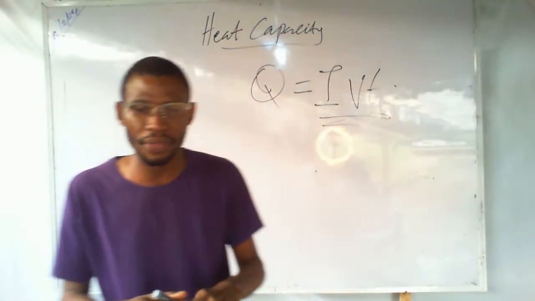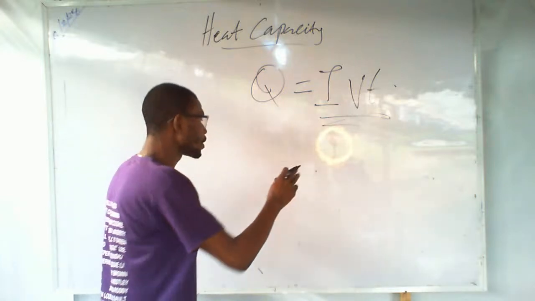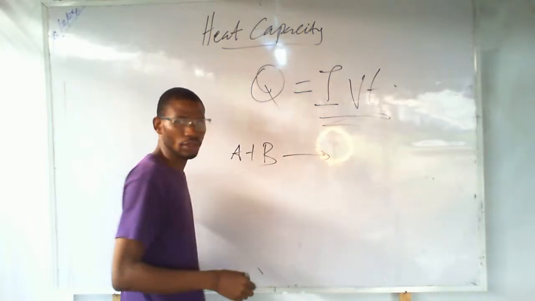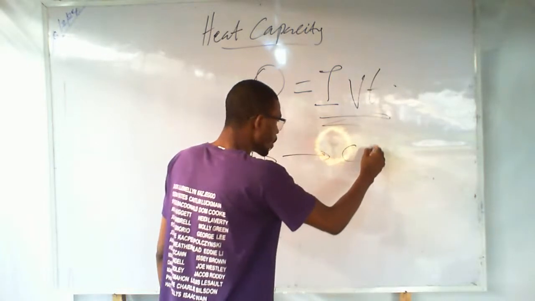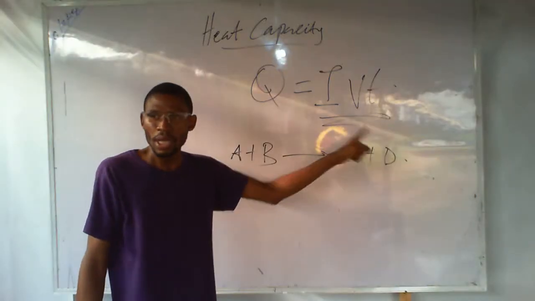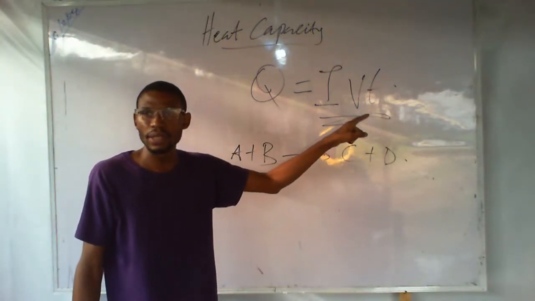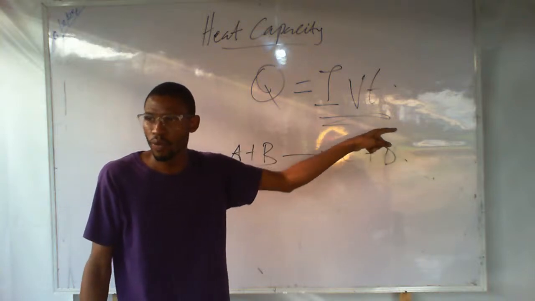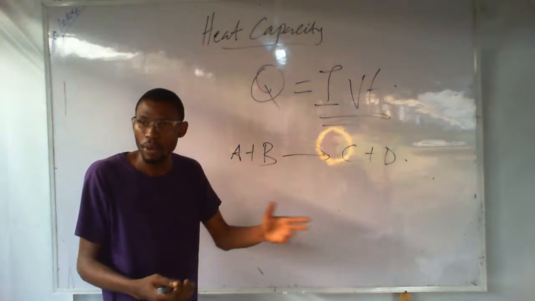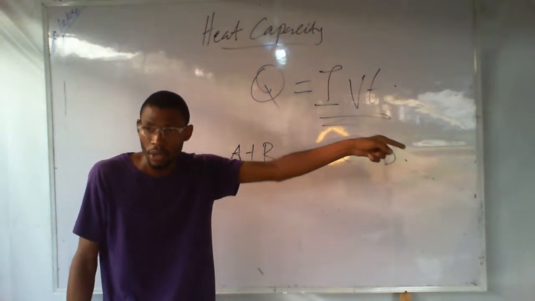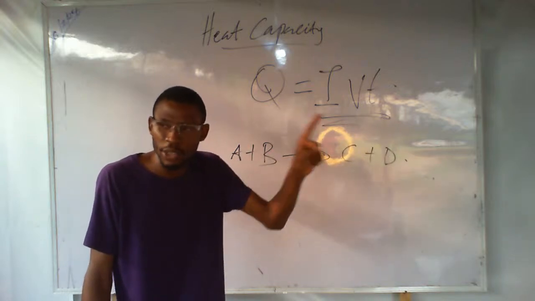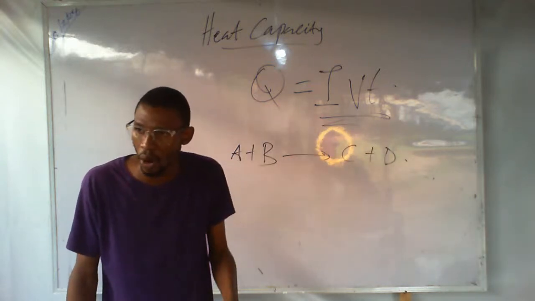Now let's quickly look at this. Look at the board, please, everybody. For instance, if I have A plus B to give C plus D, this particular reaction needs heat for it to occur. You know, we have different types of reactions in chemistry. We have what we call thermal reaction. Is that not so? So now let's say this is an example of a thermal reaction.